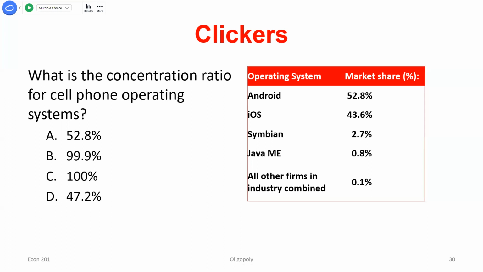On the exam or something, I might give you, instead of this catch-all category, maybe 10 firms, right, and their different market shares. It's just a matter of identifying the top 4, adding up their market share percent. Okay. Any questions on that?